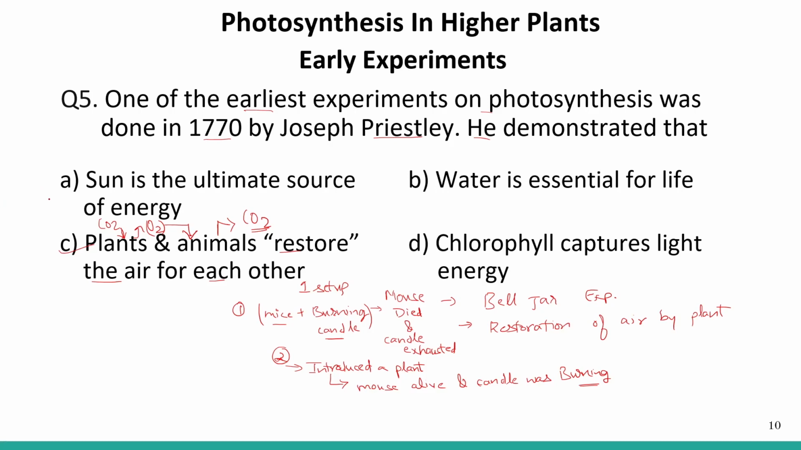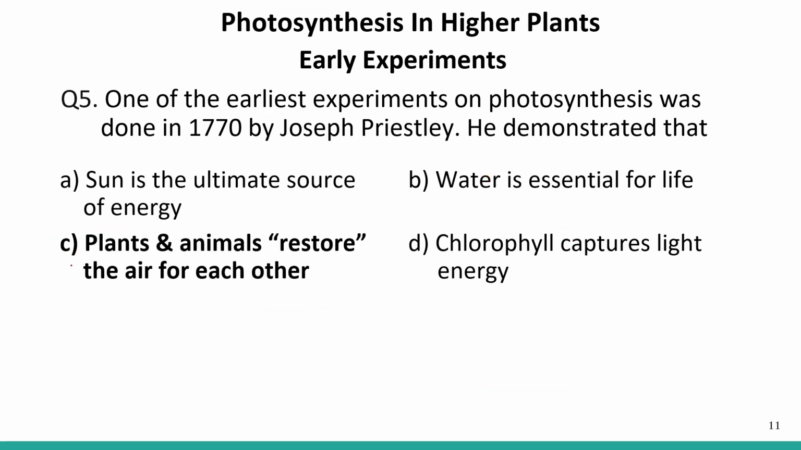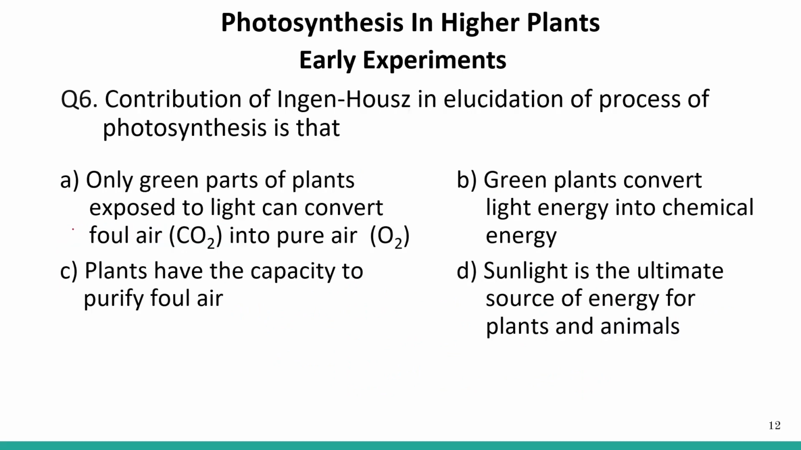So the options are, first option, sunlight is the ultimate source of energy. Not true. Water is essential for life. Again, not true. Chlorophyll captures light energy. Not true in this experiment, which is by Joseph Priestley, so option C is correct. Plants and animals restore the air for each other.